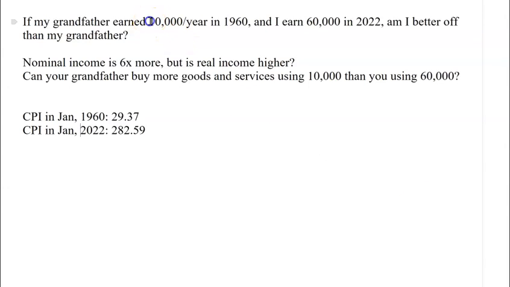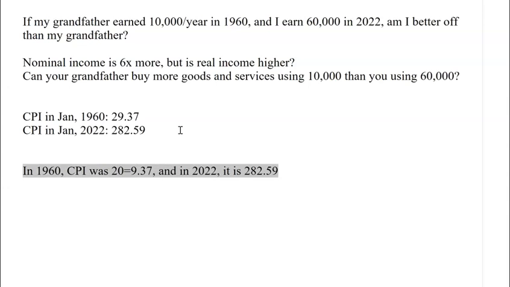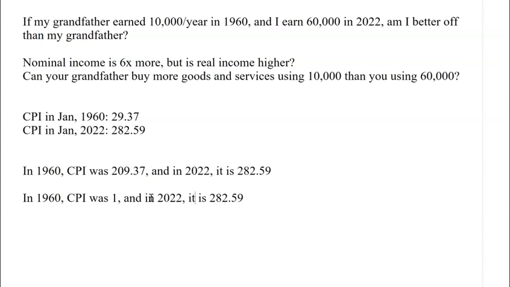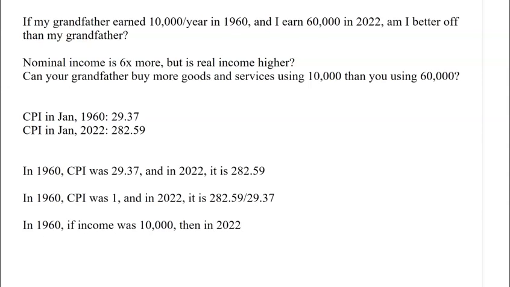Now, with this, we can convert 1960 dollars to 2022 dollars. How do we do that? Let's just use words to figure that out. In 1960, CPI was 29.37, and in 2022, it is 282.59. So if CPI in 1960 is 1, then in 2022 it would be 282.59 divided by 29.37. Now, in 1960, if income was 10,000, then in 2022 we would just multiply this number with 10,000, which comes out to be 96,217.